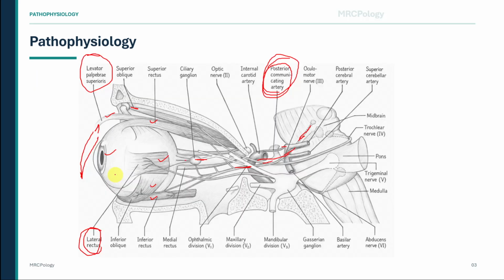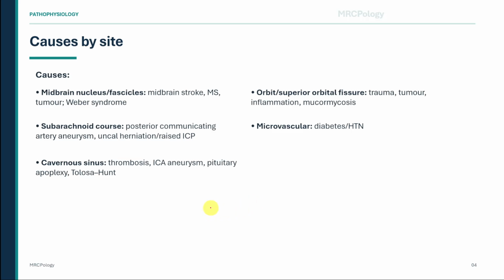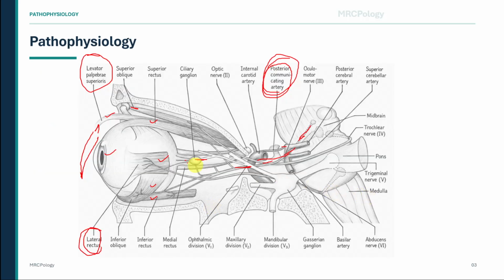Diplopia happens because the two eyes are no longer aligned. The patient may describe double vision that changes with gaze direction. But remember, if the ptosis is complete, the patient may not complain of diplopia because the affected eye is covered by the drooping lid. Mydriasis happens when the parasympathetic fibers are affected. The pupil becomes dilated and poorly reactive, and accommodation may be impaired.